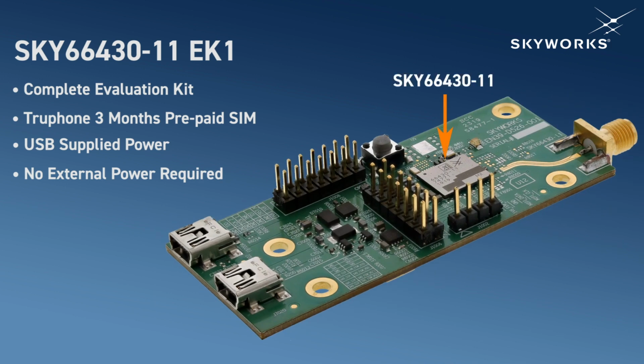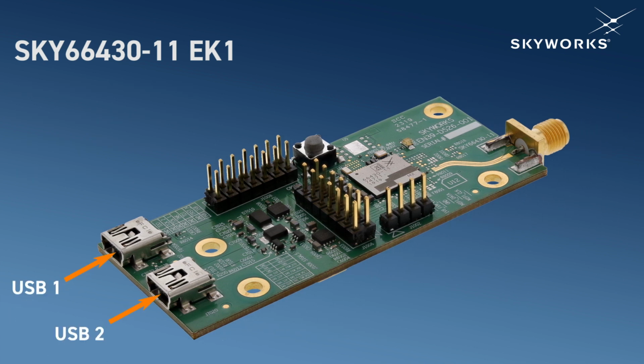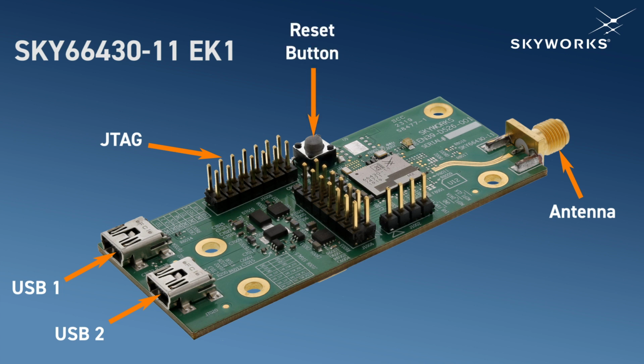The kit comes with a SKY66430-11 pre-installed, with two USB ports that can communicate with three UART ports of the SiP via the onboard USB to UART bridge. A JTAG port is reserved for firmware upgrades if needed. The antenna port is routed to an SMA-type connector for external test equipment or antenna connection, and there's a reset button for rebooting the SiP.